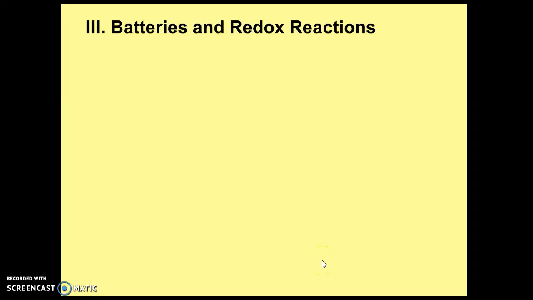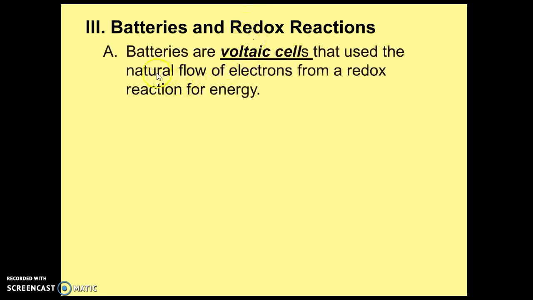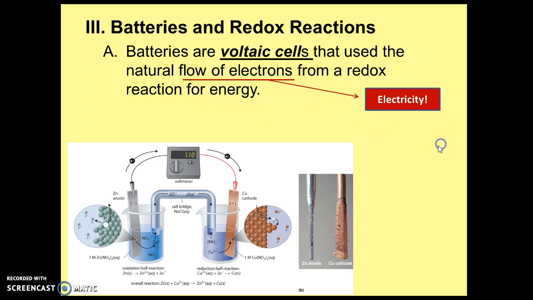This is Chapter 20, Part 3 of the notes. We're picking up talking about batteries and redox reactions. So we've talked a lot about redox reactions, and they occur when electrons are transferred. Batteries are a great example of this, how we've harnessed redox reactions in order to store electricity. So batteries are voltaic cells that use the natural flow of electrons from a redox reaction for energy. Okay, remember, flowing electrons is electricity.